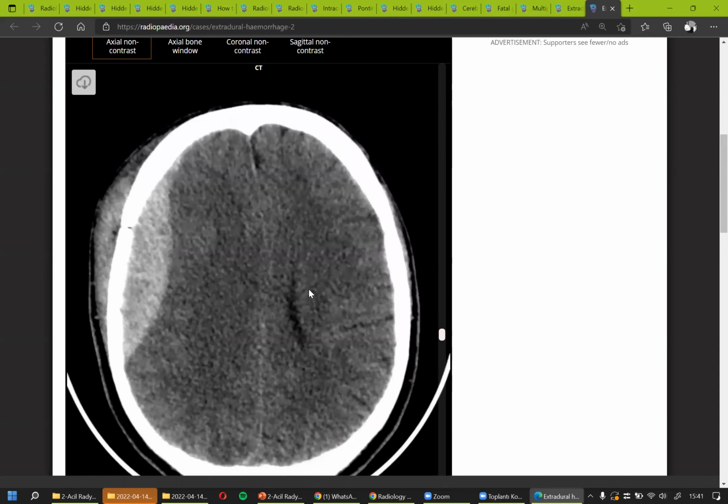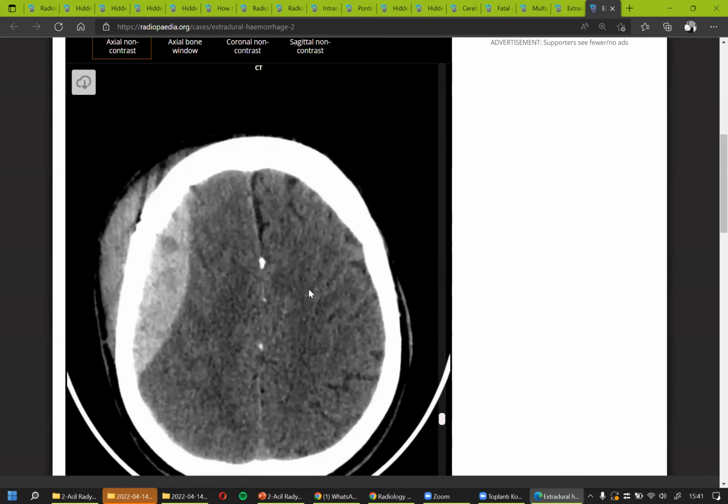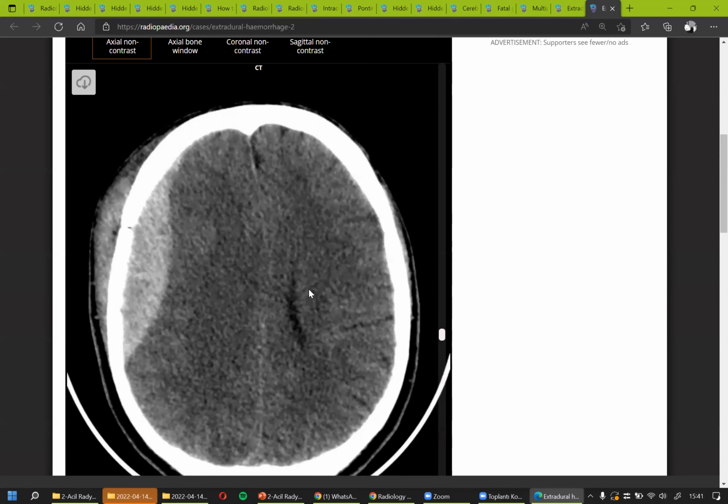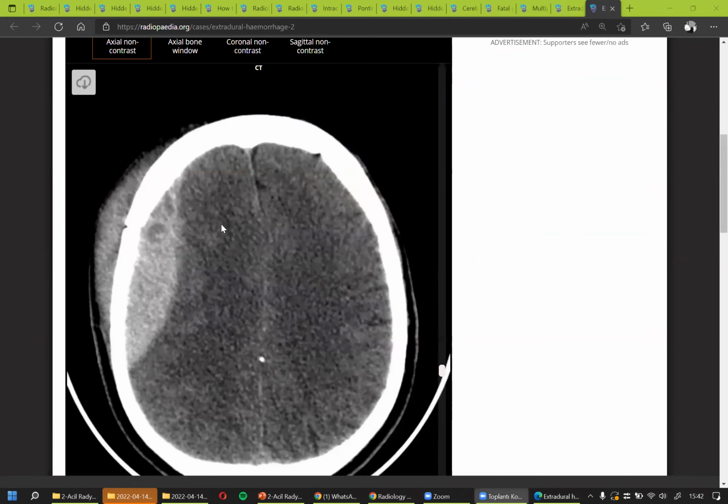Hocam, can you show me the subdural again? The subdural part. The subdural component is not very obvious here. So yeah, it's here, like this one. This one is subdural. Because epidural usually has an acute angulation with the bone. But when it is going like this, it is the subdural component.